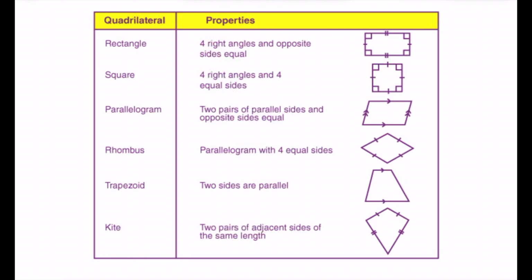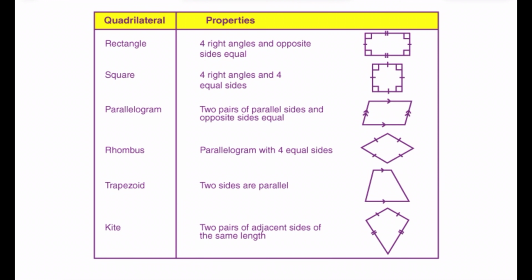Our next shape is a rhombus. A rhombus is basically a parallelogram, but all the sides are equal. So a rhombus and a square all have equal sides, and then a parallelogram and a rectangle, they have two pairs of equal sides, right? And now we'll look at a trapezoid. For a trapezoid, two sides are parallel, so we see that labeled with the arrows.